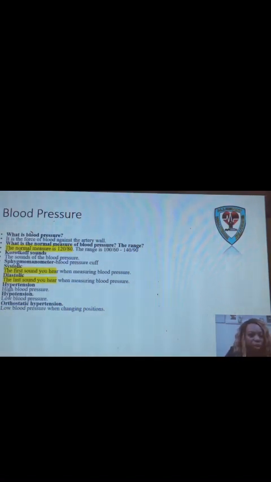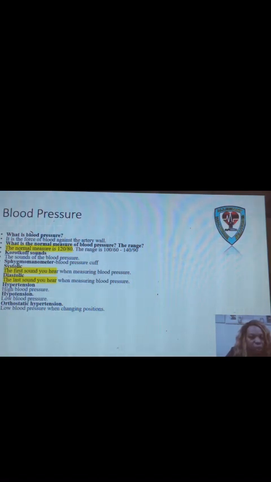What is blood pressure? It is the force of blood against the artery walls. A normal blood pressure is 120/80. Korotkoff sounds are the sounds of the blood pressure. When you first hear the Korotkoff sound, that will be your top number, or your systolic number. And when that sound goes away, that is your bottom number. Your sphygmomanometer is a large word for blood pressure cuff.